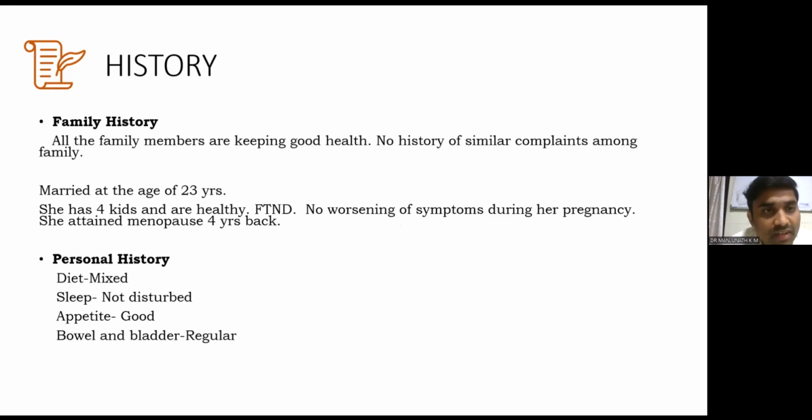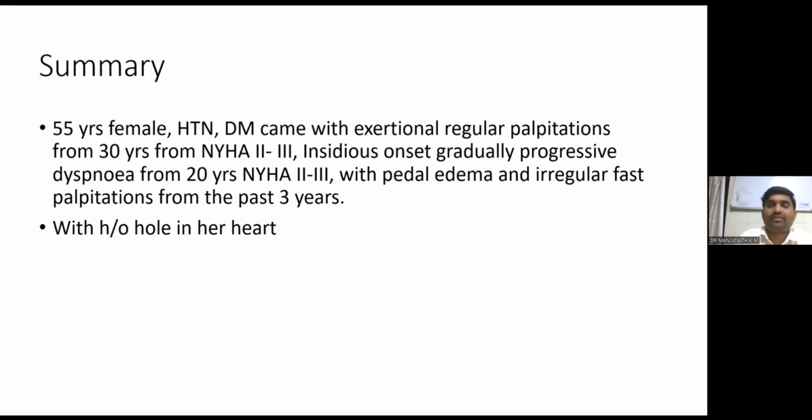Coming to the family history, all the family members are keeping good health. No history of similar complaints among the family members. She got married at the age of 23 years. She has 4 kids and all are healthy. All were full-term normal vaginal deliveries. There was no worsening of symptoms during her pregnancies. She attained menopause 4 years back. She takes a mixed diet. Sleep is not disturbed. Appetite is good. Bowel and bladder habits are regular. No other habits.